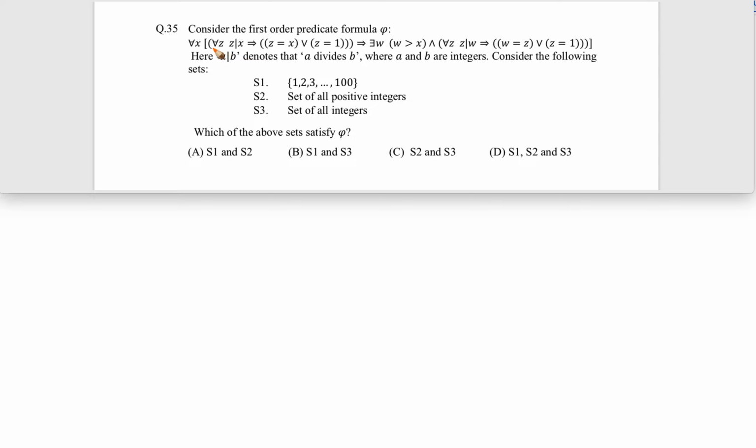In that sense, this entire thing is saying that x is a prime. So for all x, they are saying that if x is a prime, then it implies something. This entire thing is the second part, right? So if x is a prime, this should imply this. What should it imply? It should imply there exists w greater than x. So there should exist some number which is bigger than x, which is bigger than this prime.